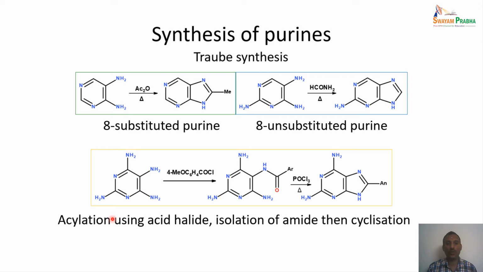We can also do another method where acylation using acid halide can be used for the same type of synthesis. That means starting from the pyrimidines, we have a multi-substituted amino derivative. This on treatment with the corresponding acid chloride gives acylation on one of the amino groups, which on POCl3-facilitated ring cyclization leads to the corresponding aromatic derivative as shown here. So this is basically the acylation using acid chloride, and the isolation of the amide. We can isolate this amide and subject it to cyclization to give the corresponding purine derivative. That is again an 8-substituted purine derivative.